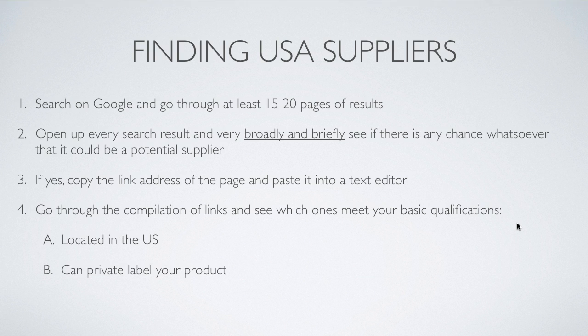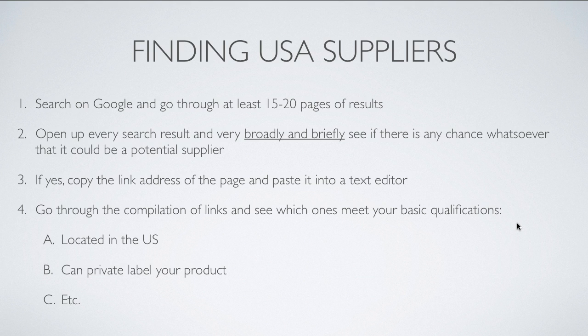Number two, of course, can they even private label your product? You may come across suppliers who can possibly manufacture that product, but maybe they don't do private labeling specifically, and of course we need our product to be private labeled. So make sure that's done, along with any other qualifications that you have for your product. Then you're narrowing down that long list in this step 4 to a much smaller list based on these qualifications.